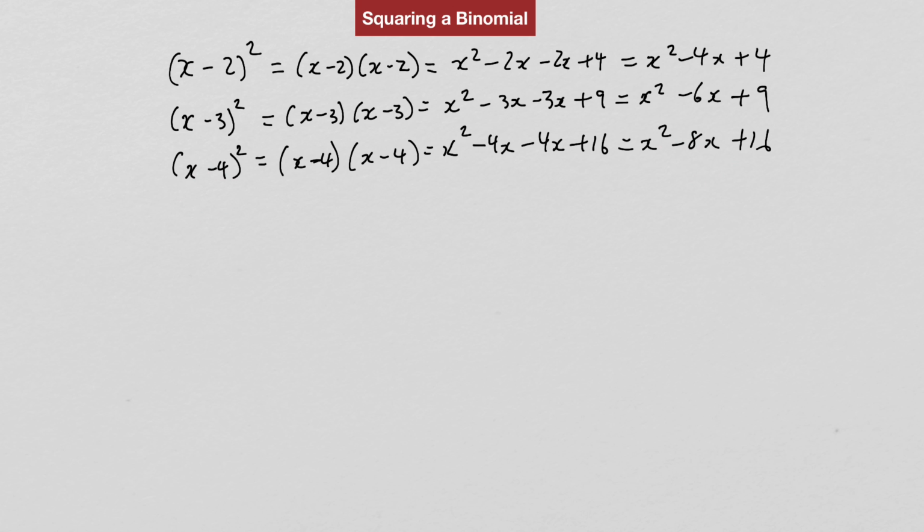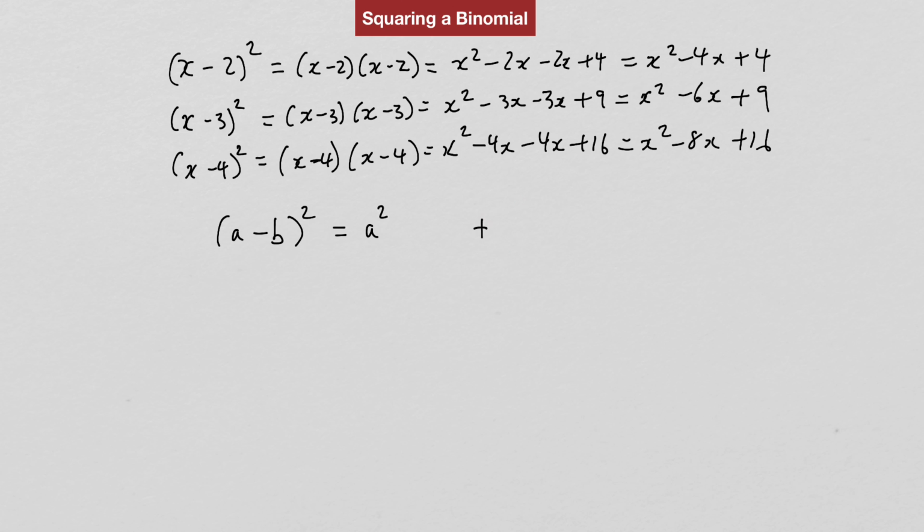So I think we can derive another equation. So if we have (a - b) quantity squared, we know that this becomes a squared. Okay, the first term is squared, as we said over here in all three of these scenarios. And we also know that it ends in the last term, or the second term, squared. Negative 4 squared is 16, negative 3 squared is 9, negative 2 squared is 4. So we know that this is going to be positive b squared.